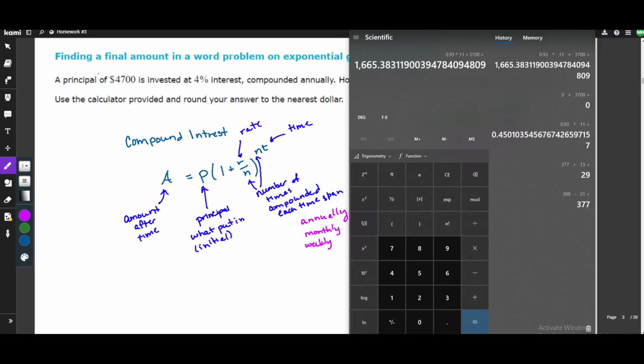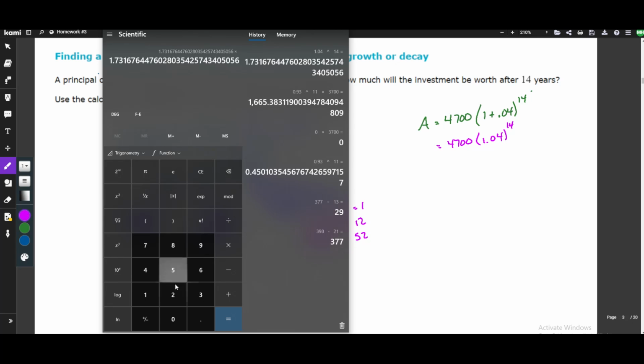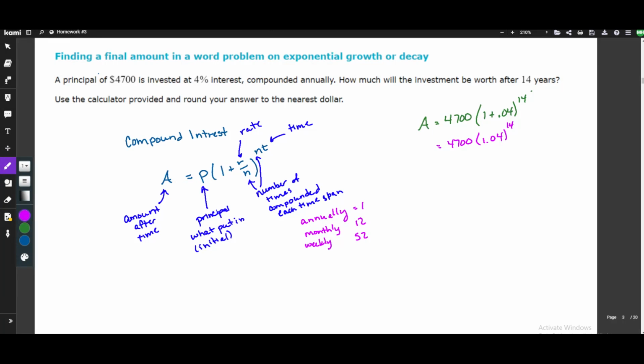Yet again, my scientific calculator from my computer. I'm going to clear everything. So I'm going to go 1.04 because I'm going to do the order of operations myself, to the 14th equals, and then I'm going to multiply it times my 4,700, and I get a grand total of $8,138.88 after 14 years, which doesn't really seem like that much, but I've doubled it.